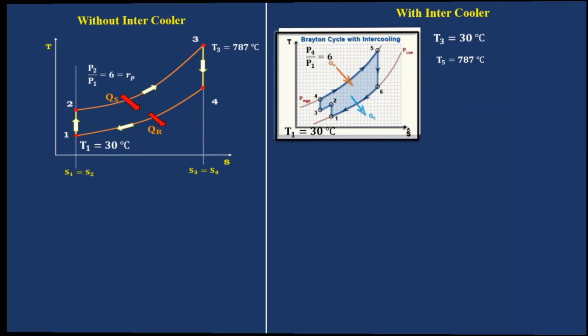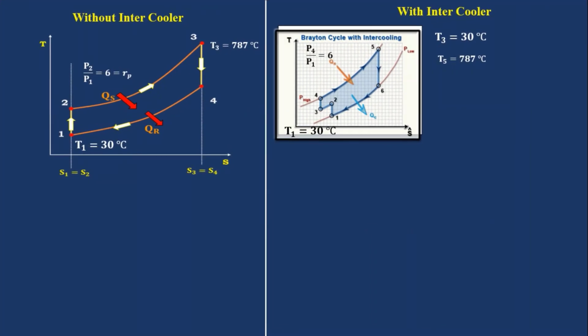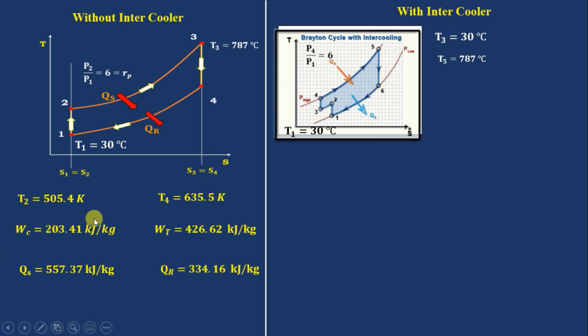Now let's solve the problem. First we will see without intercooler. T1 is given in the question, Rp is given, T3 is given. We found T2 and T4 with the help of isentropic compression. Similarly, compressor work, turbine work, heat addition, heat rejection, all this we found, and finally net work done and efficiency. In the previous lecture, if you have any doubt, just go through it. Now we look at with intercooler.